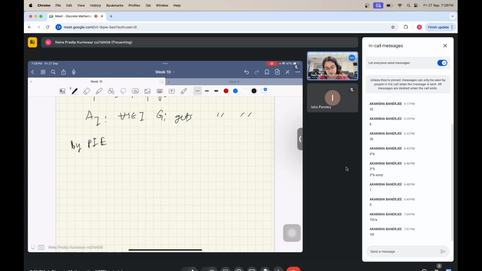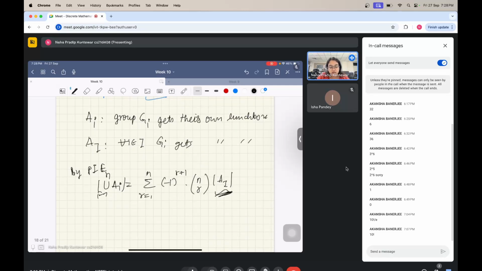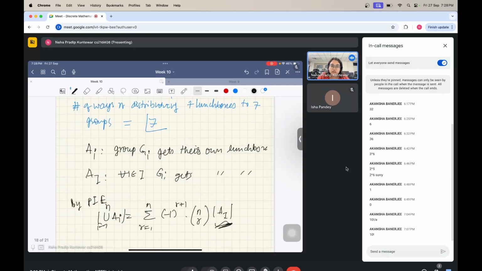We know that the union of I is 1 to n, is summation of R is 1 to n minus 1 to the R plus 1 times n choose R times AI. And again you are left to finding this AI, which happens to be n minus R factorial, for the same reason that if you want to find a1, then a1 gets l1, and for the remaining 6 people you can distribute in 6 factorial ways.